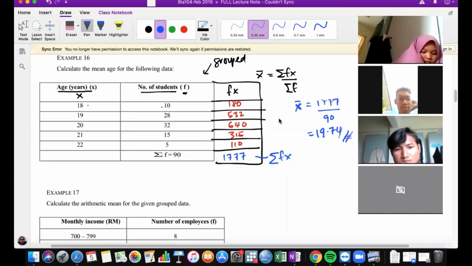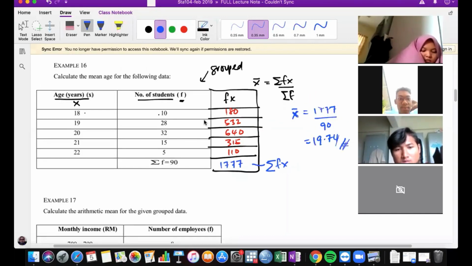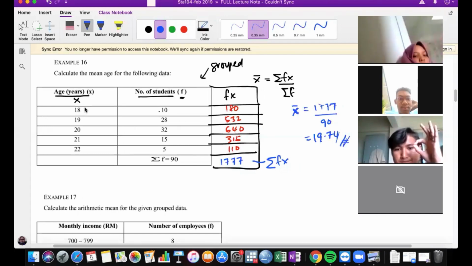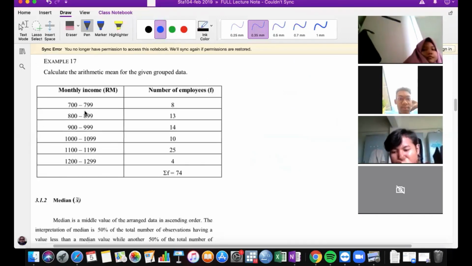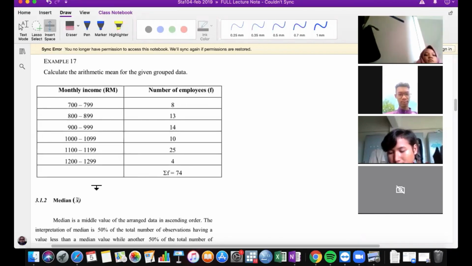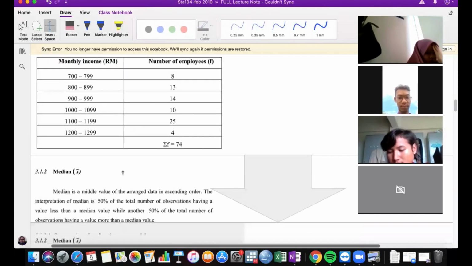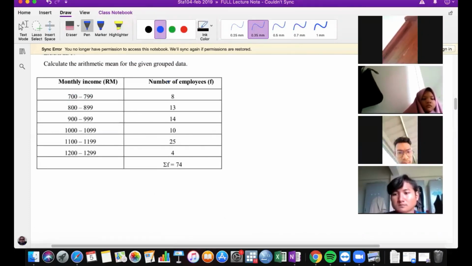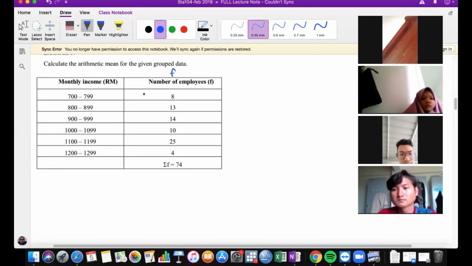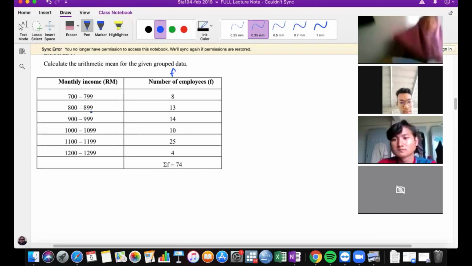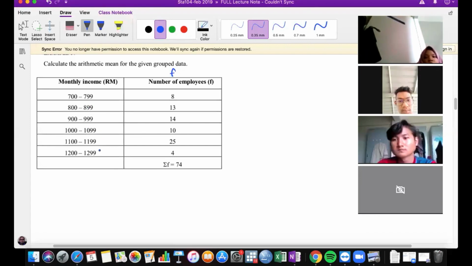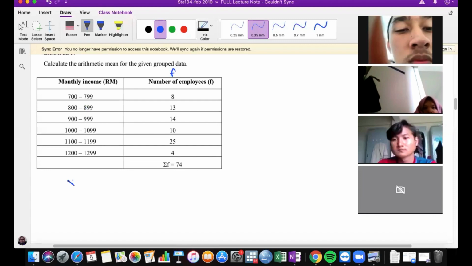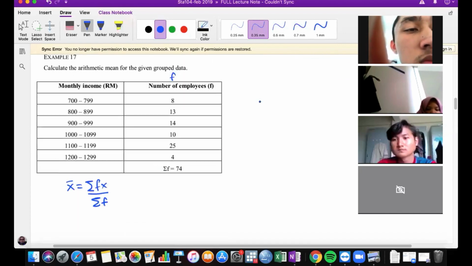Right. Yes, sir. So this is for when you have a frequency table without a class size. If you have a frequency table with a class size, such as in example number 17, this is a frequency table with class sizes such as 700 to 799. This is the frequency, the number of employees. If we want to find the mean monthly income from 74 employees, we're going to use the formula for grouped data, the summation of fx over the summation of f.